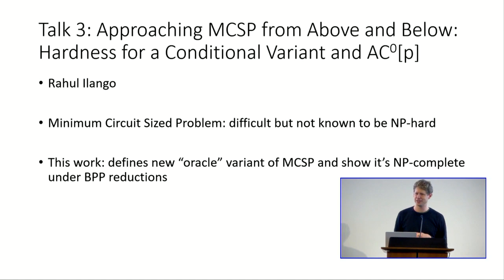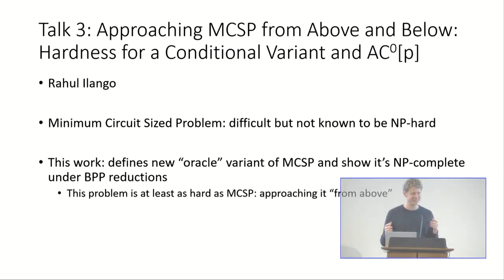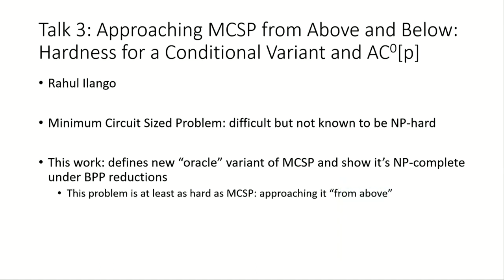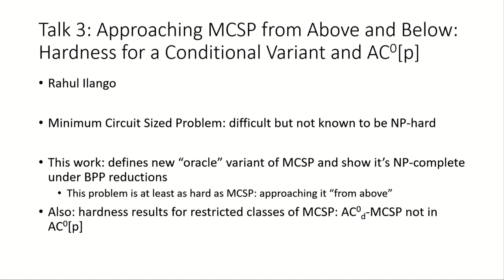And this work provides two results. First, they show that some oracle variant of MCSP is NP-complete. So they call this approaching MCSP from above because they're defining a more powerful model of circuits and then trying to study the complexity in this model. And they also consider the power of restricted forms of MCSP, namely AC0[⊕] circuits. You can see these results as approaching MCSP from below because they're studying more restricted classes of circuits and what does MCSP look like in this model.